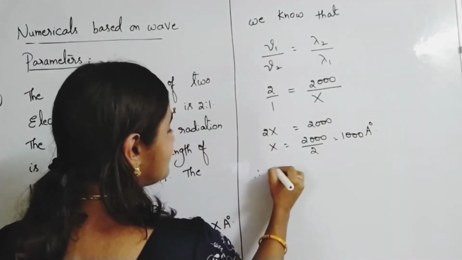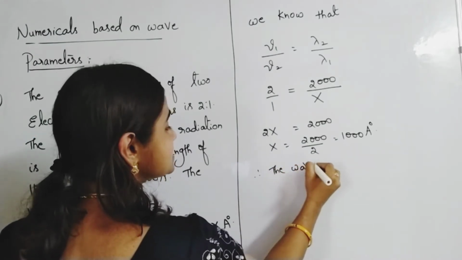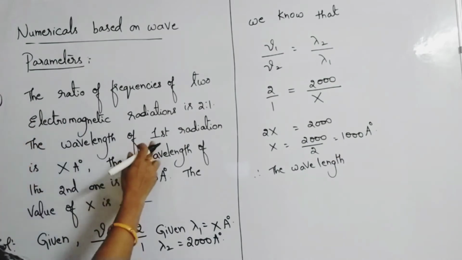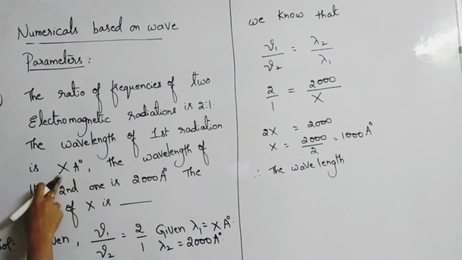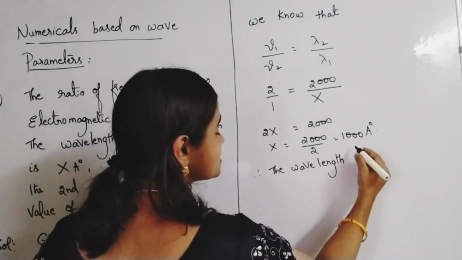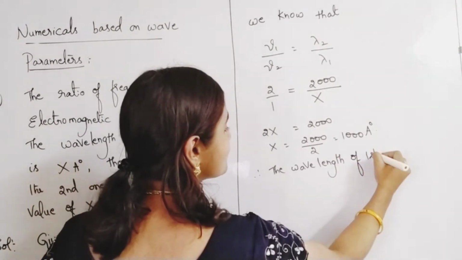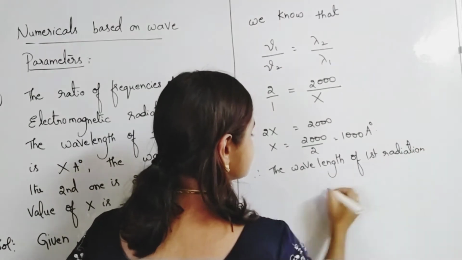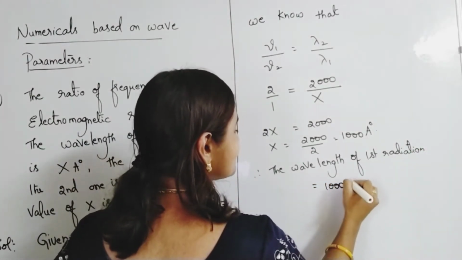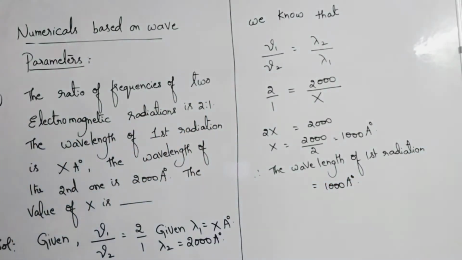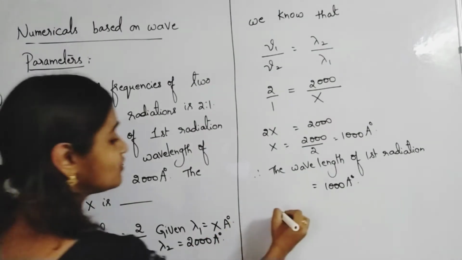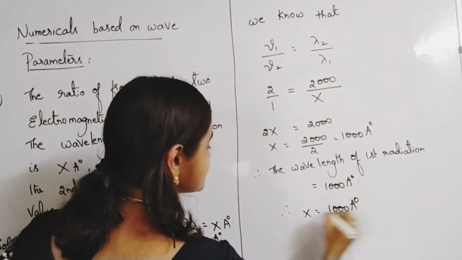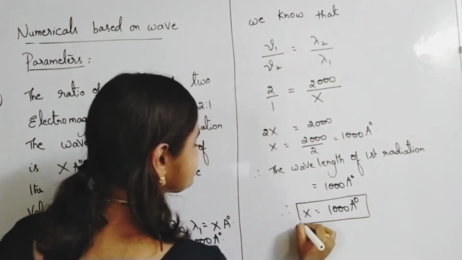Therefore, the wavelength of the first radiation is X, and we got X as 1000 angstroms. Therefore X is equal to 1000 angstroms. So this is your answer.